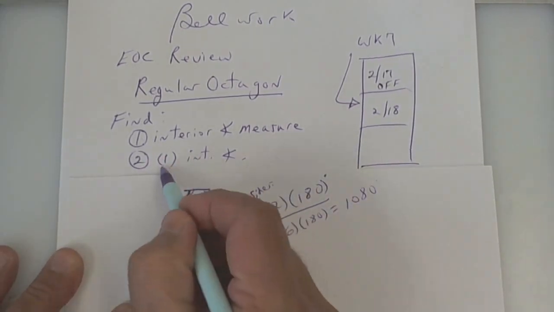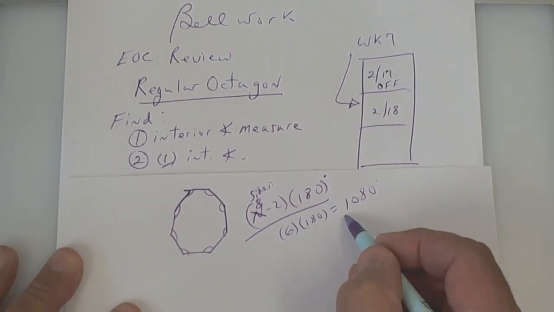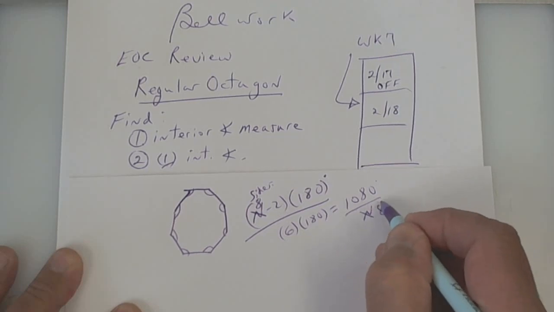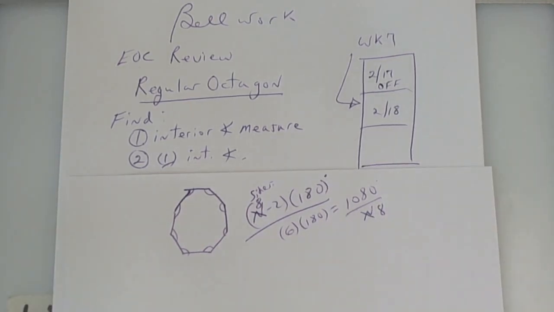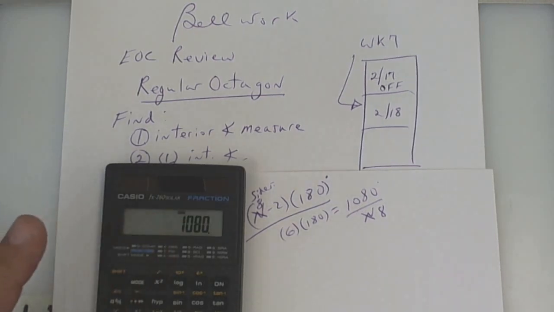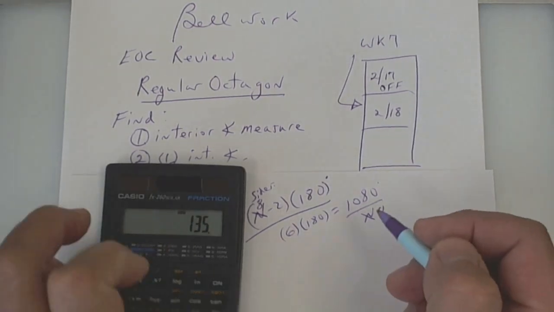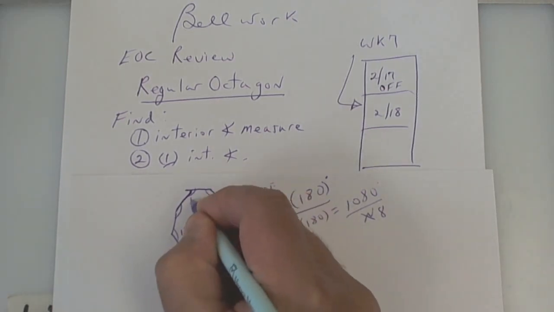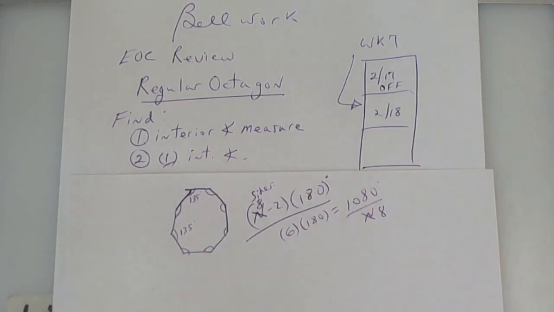Number 2 says find 1. So you would take this and divide by the number of sides. In this case, there are 8 sides. So you take 1080 divided by 8. So each angle is worth 135 degrees. And there it is. All right, let's go on.